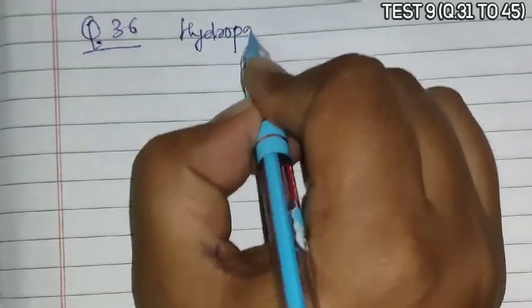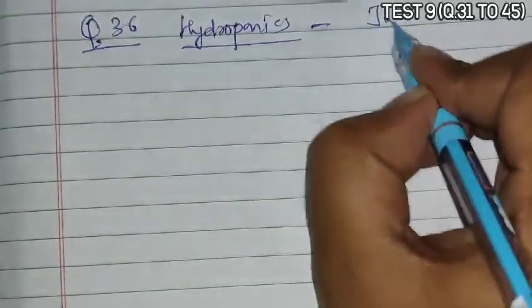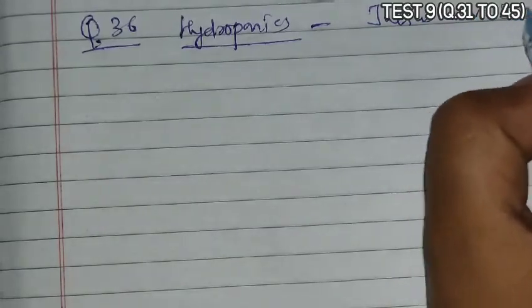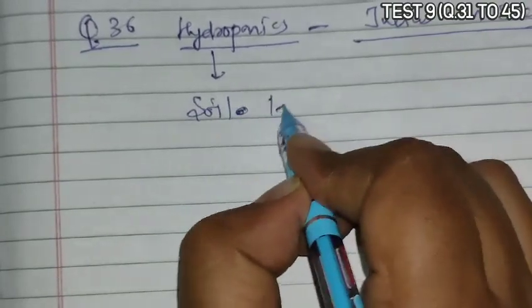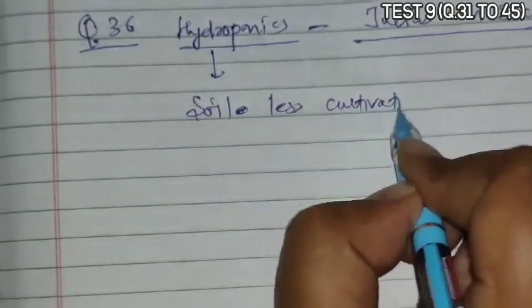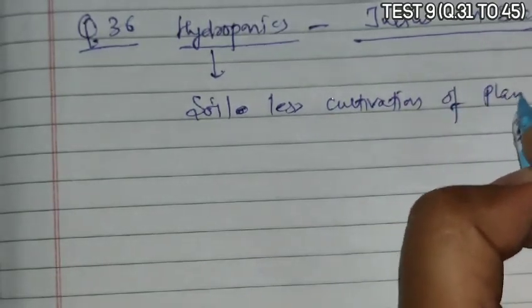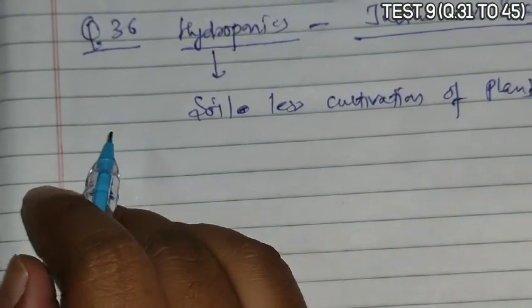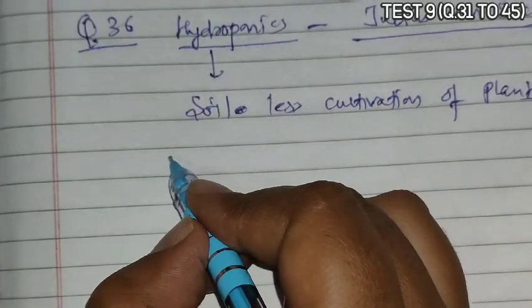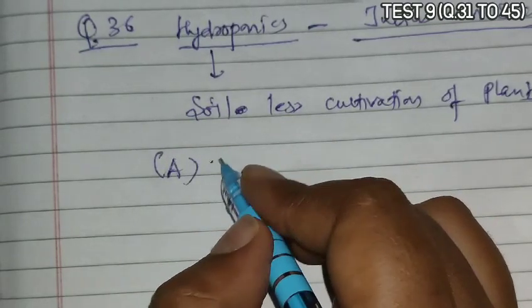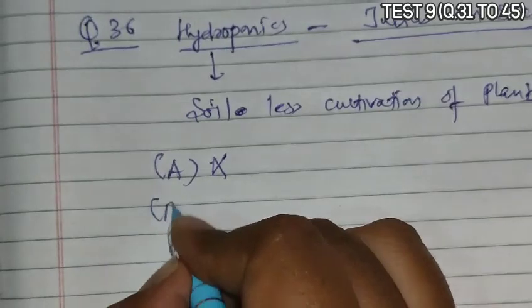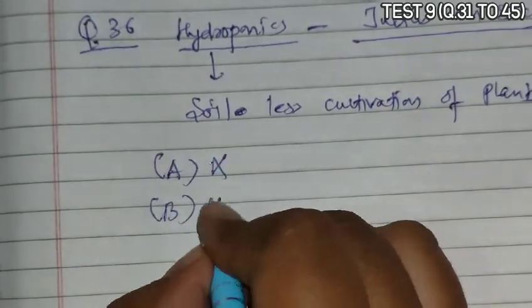Next is question 36. Question 36 asks that hydroponics are... Now, hydroponics was studied by Julius von Sachs, and hydroponics is a soil-less cultivation of plants. Now if we go with option A, growing of aquatic plants can occur, but that is not specific to hydroponics. B, growing of floating aquatic plants, no.